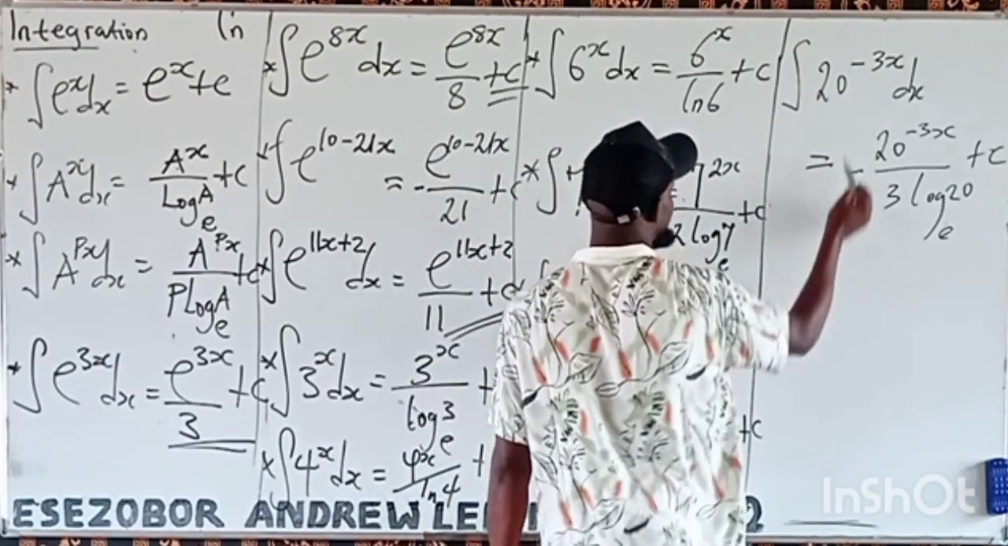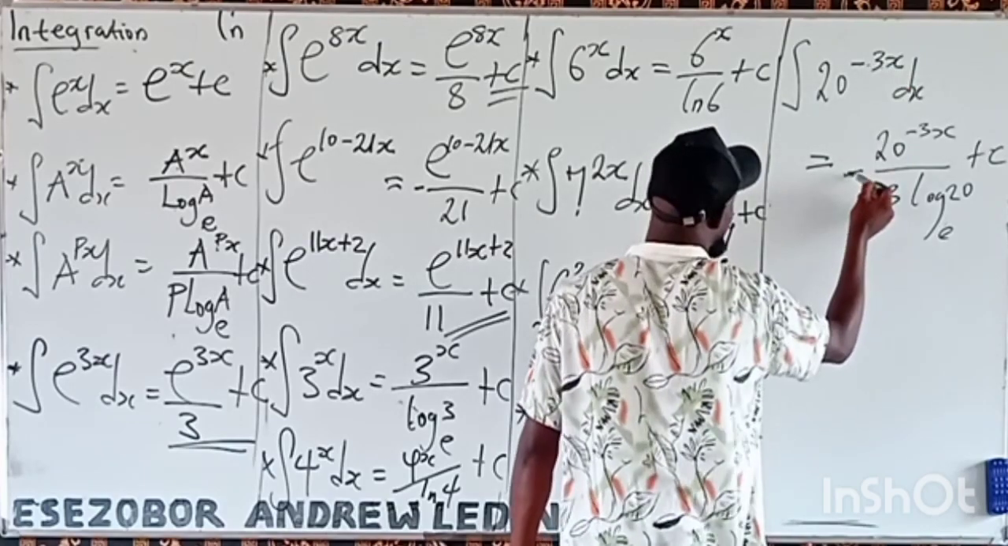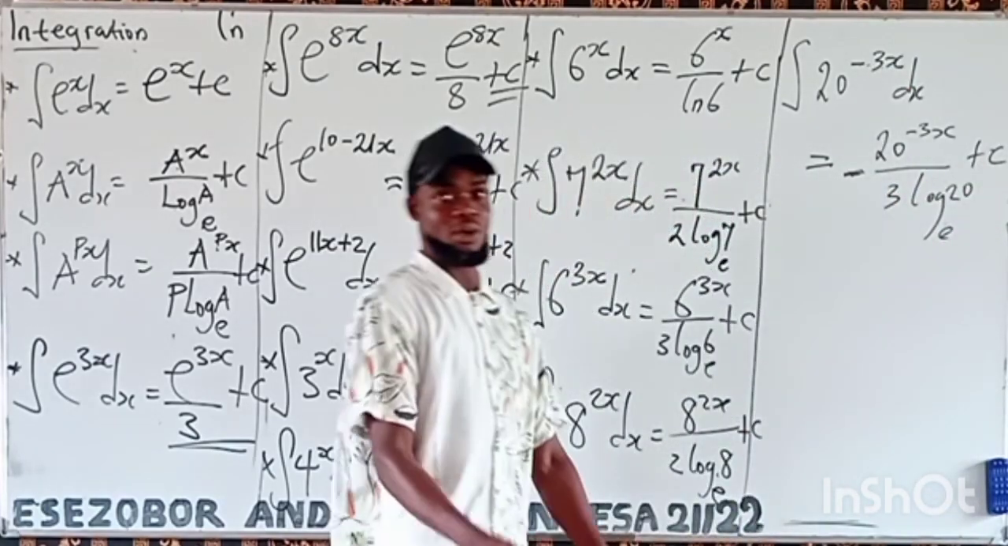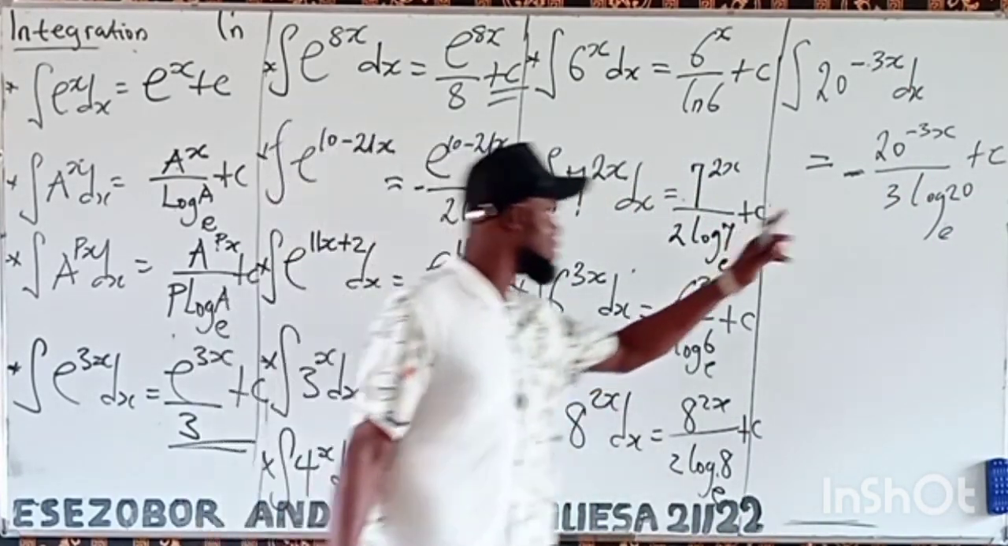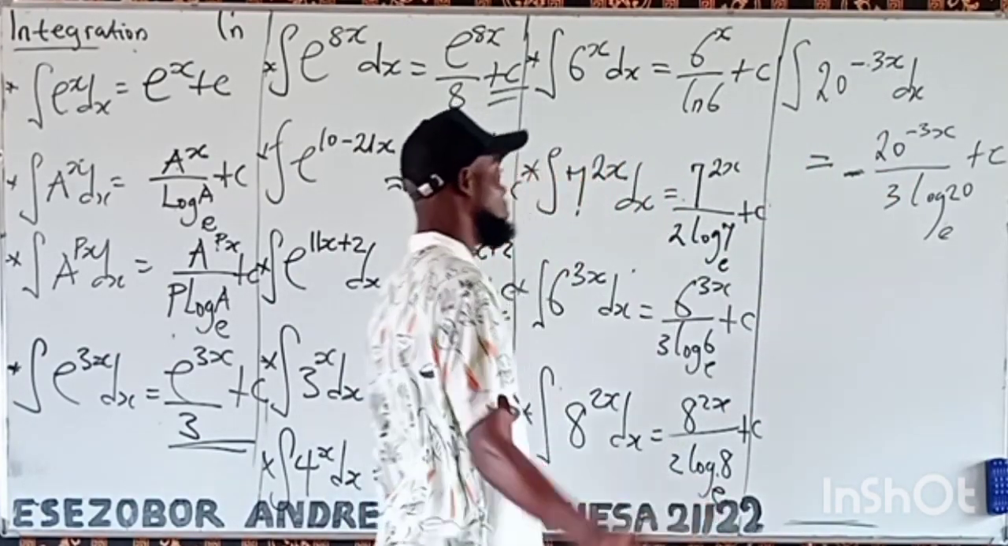So this minus will just come here. If you differentiate the exponent minus 3x, yes, you're going to have minus 3. So that's what you're going to have. If you differentiate the answer back, you're going to have that question back.